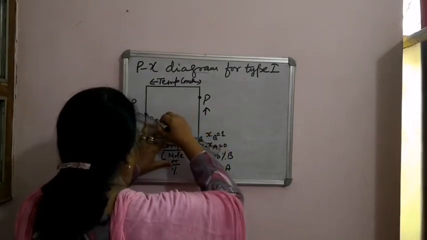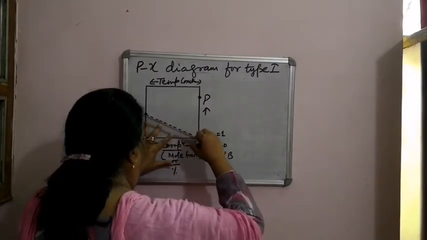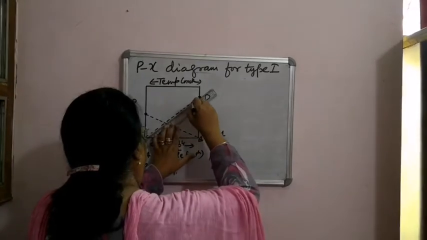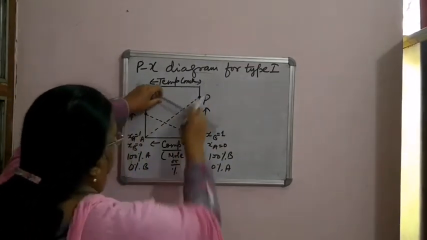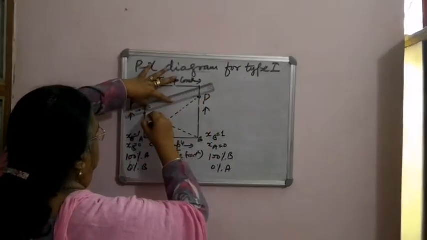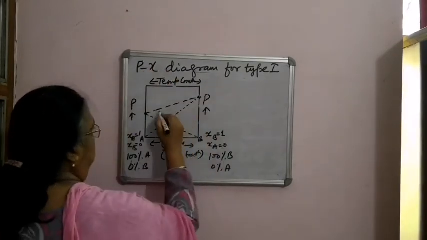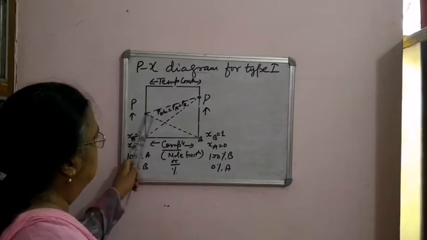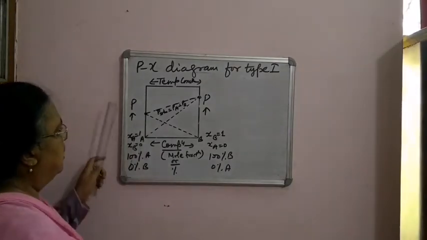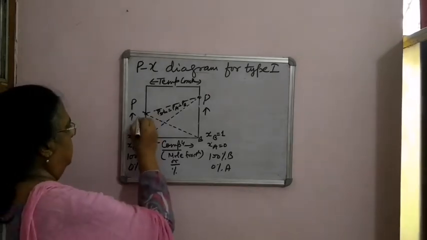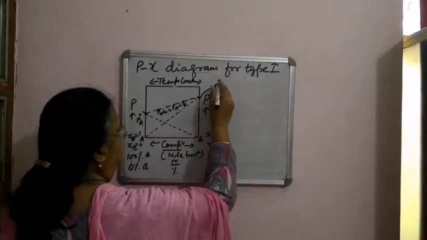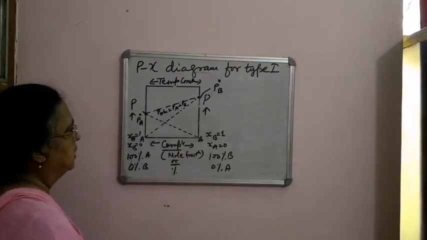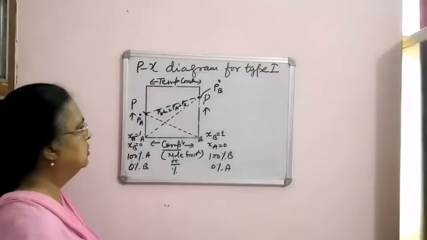So first we will draw for the ideal solution and then we will compare its deviation. Last time, in the previous one, you have seen this graph. This is your P total for the solution, which is the partial pressure of A plus the partial pressure of B. This line indicates the partial pressure of component A, and this point is P naught A and this point is P naught B, the vapor pressures of the pure components A and B. And if it is a straight line, it is an ideal solution.